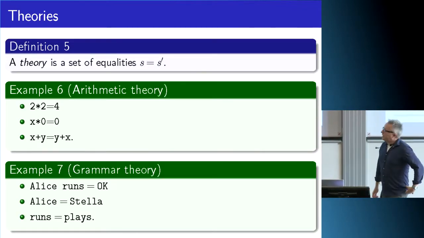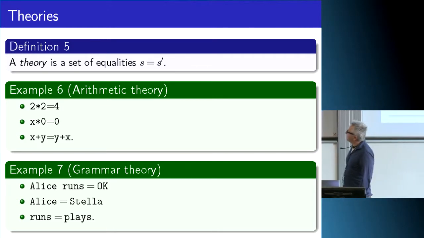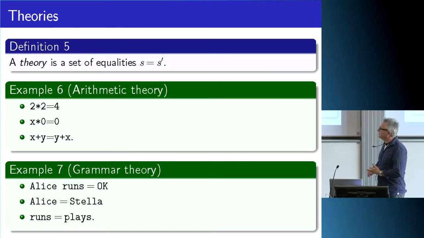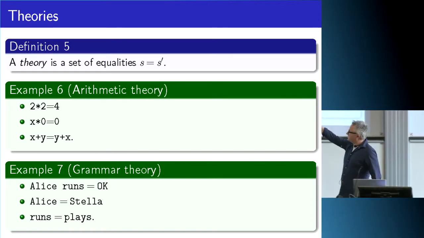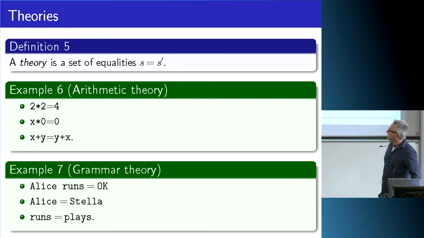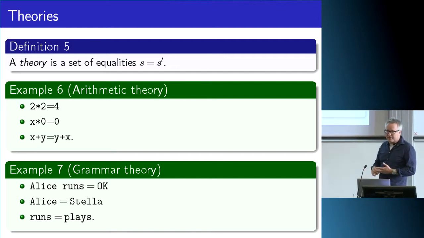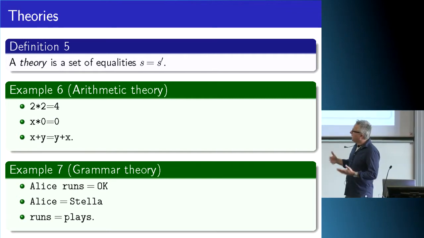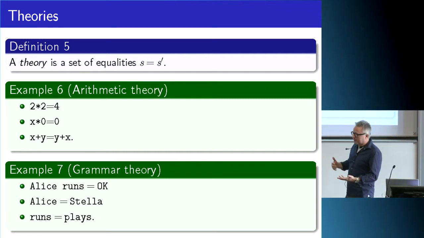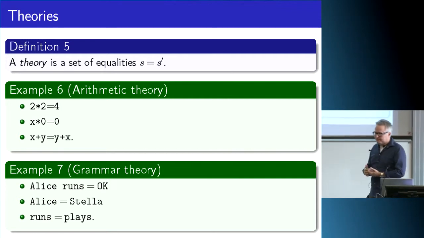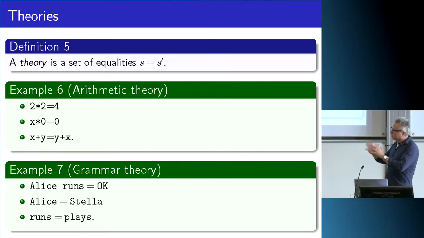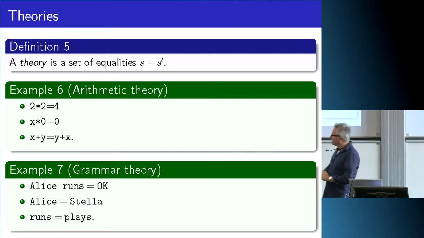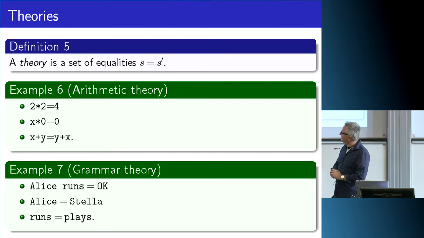Okay, and then when we have equalities, we can form theories. And a theory here is simply a set of equalities. So example 6 there could be a very simple example of an arithmetic theory. So 2 times 2 is 4, x times 0 is 0, and x plus y equals y plus x. Then if you know that, you know a little bit about arithmetic, not too much. And grammar, this is a very small grammar with some equations.